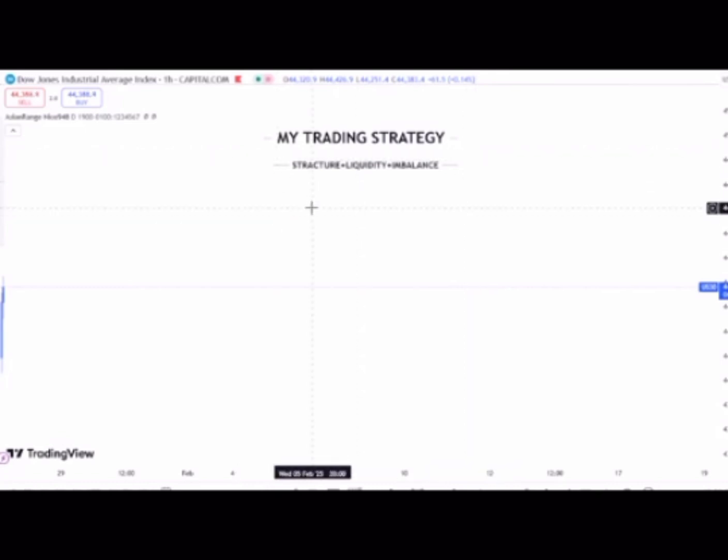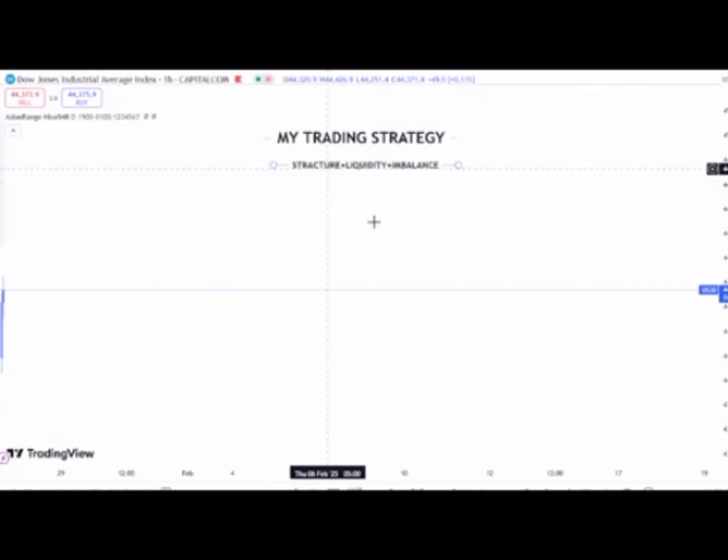So if you are looking at my strategy and how I trade, it is very, very simple. So this is what I do. You see the structure, liquidity, and imbalance. That is all that I need to have better trading. Structure, number one, we look for liquidity, then we look for imbalance. So these are the things that I look for when I am about to take a trade.